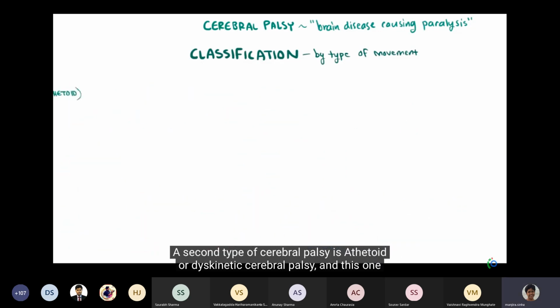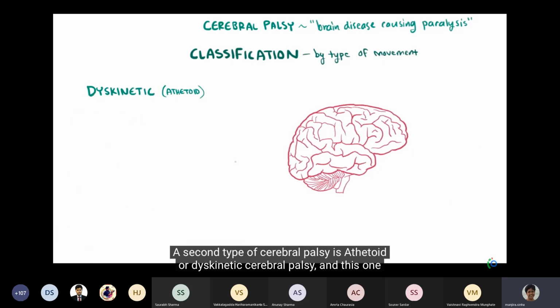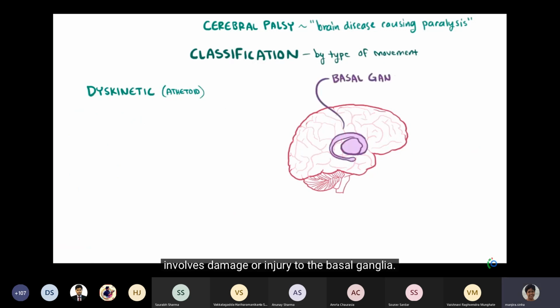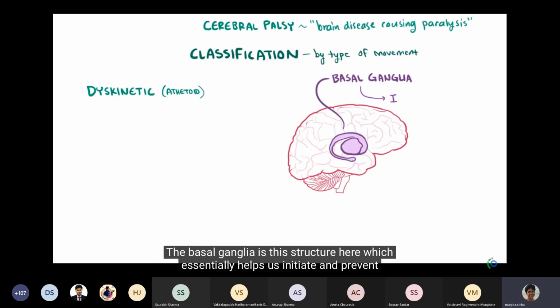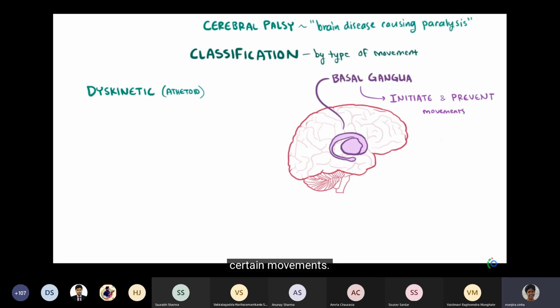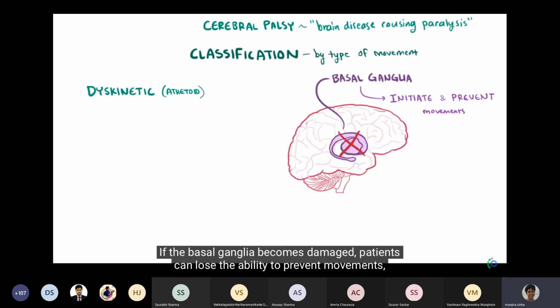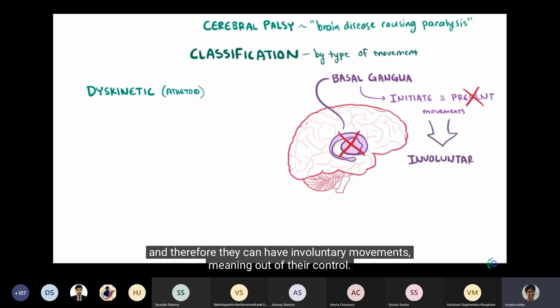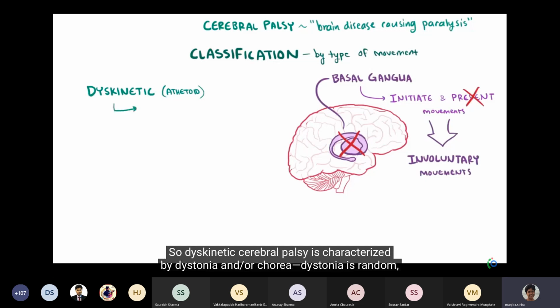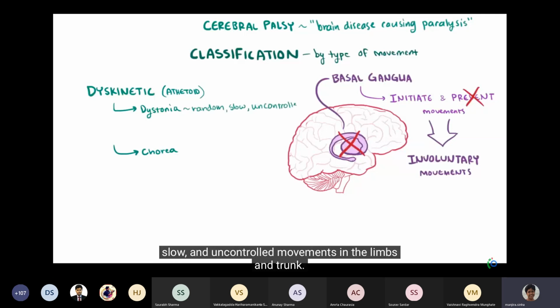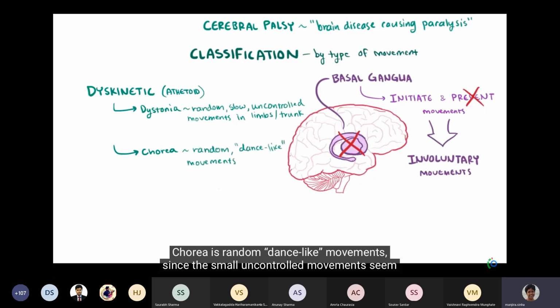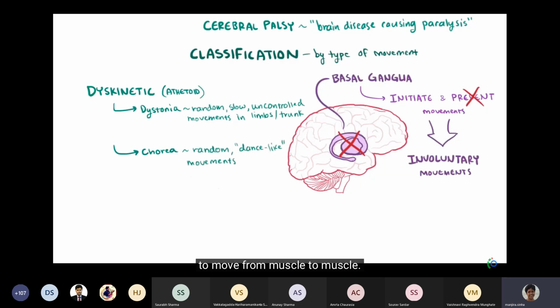A second type of cerebral palsy is athetoid or dyskinetic cerebral palsy, and this one involves damage or injury to the basal ganglia. The basal ganglia is this structure here which essentially helps us initiate and prevent certain movements. If the basal ganglia becomes damaged, patients can lose the ability to prevent movements, and therefore they can have involuntary movements, meaning out of their control. So dyskinetic cerebral palsy is characterized by dystonia and or chorea. Dystonia is random, slow, and uncontrolled movements in the limbs and trunk. Chorea is random dance-like movements, since the small, uncontrolled movements seem to move from muscle to muscle.